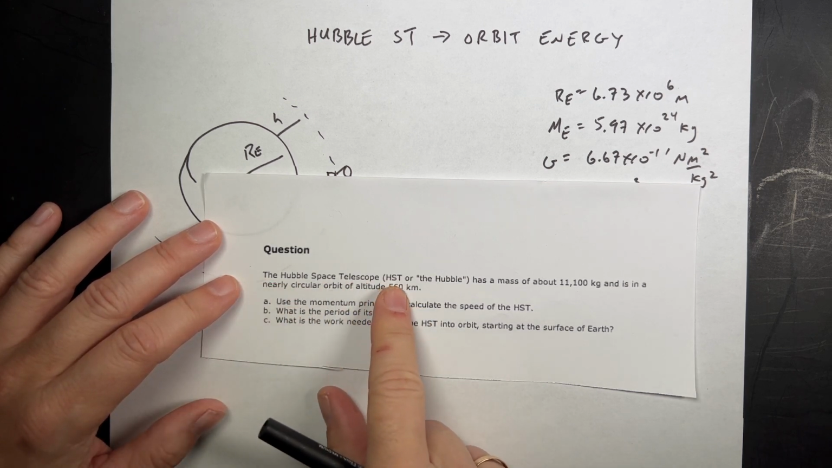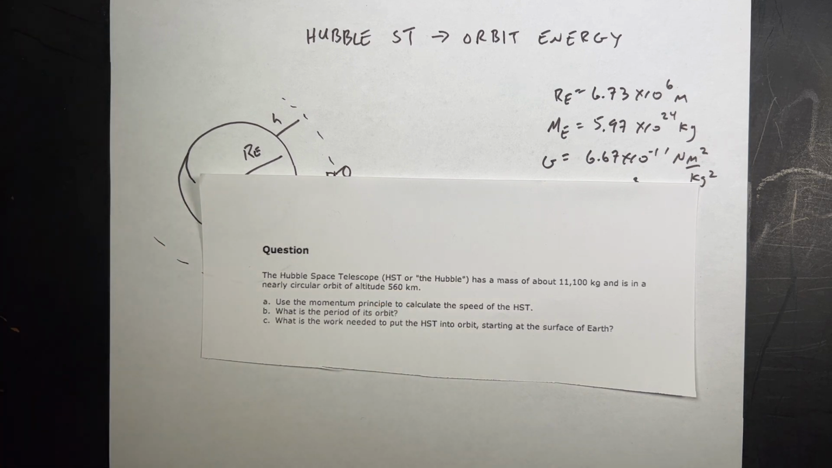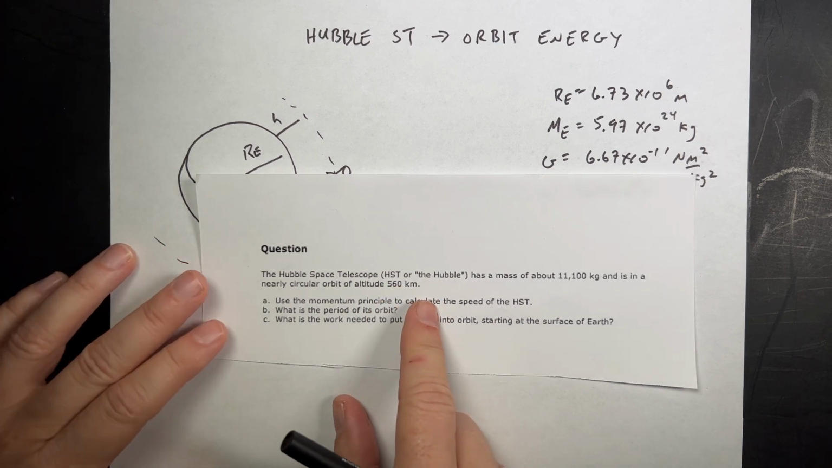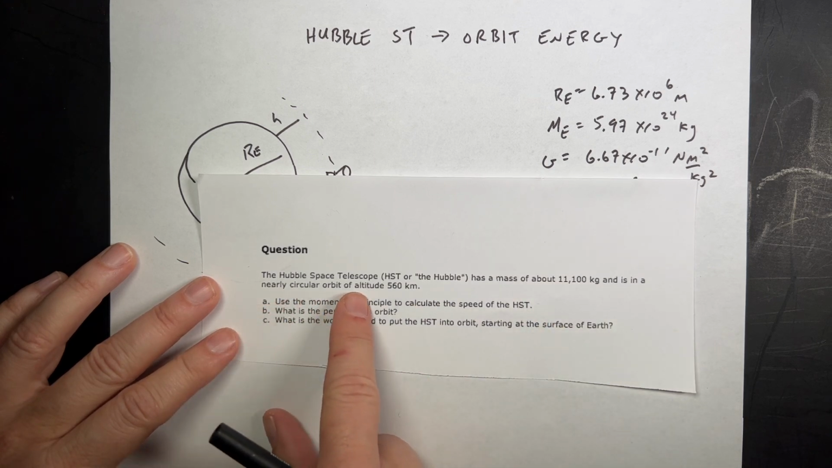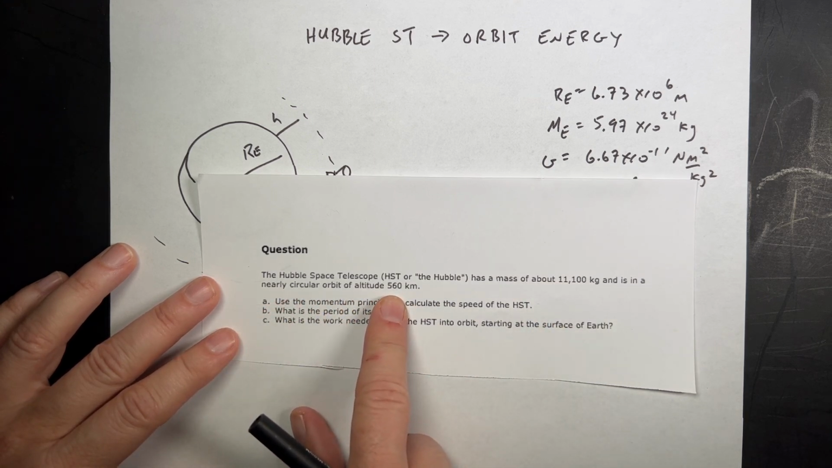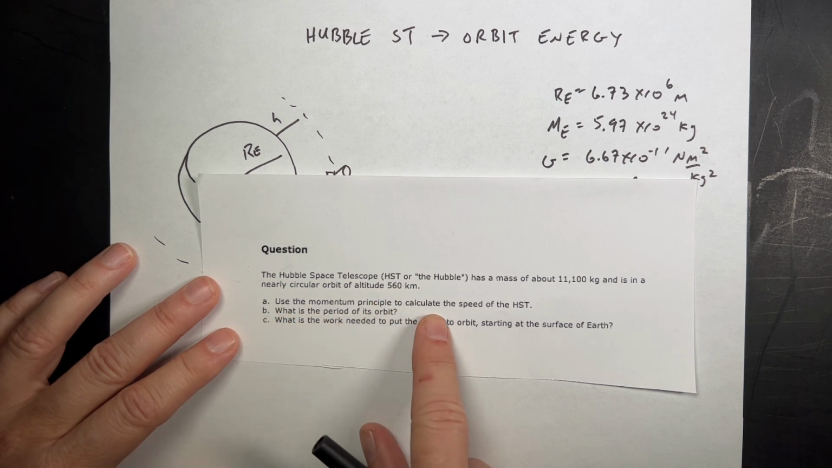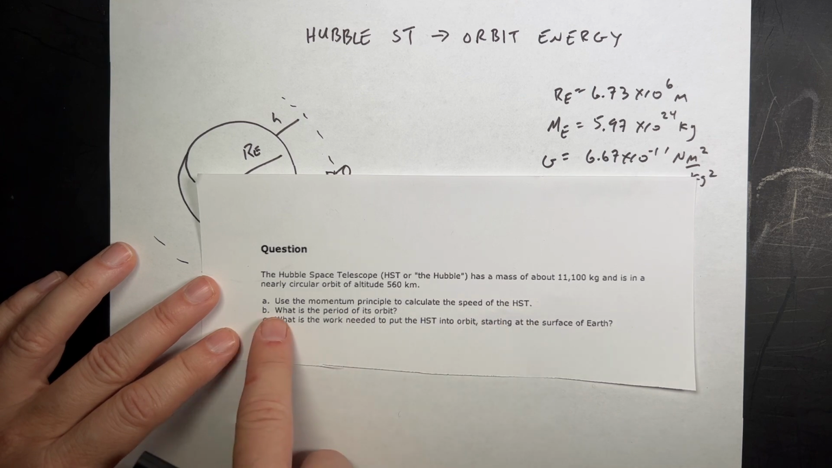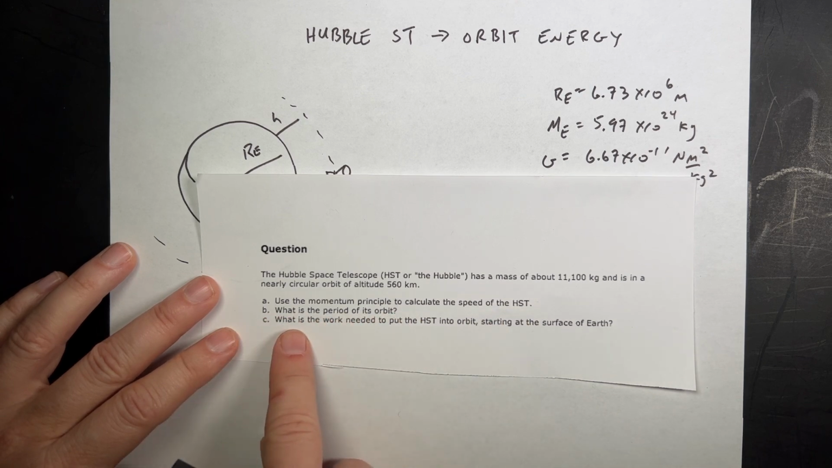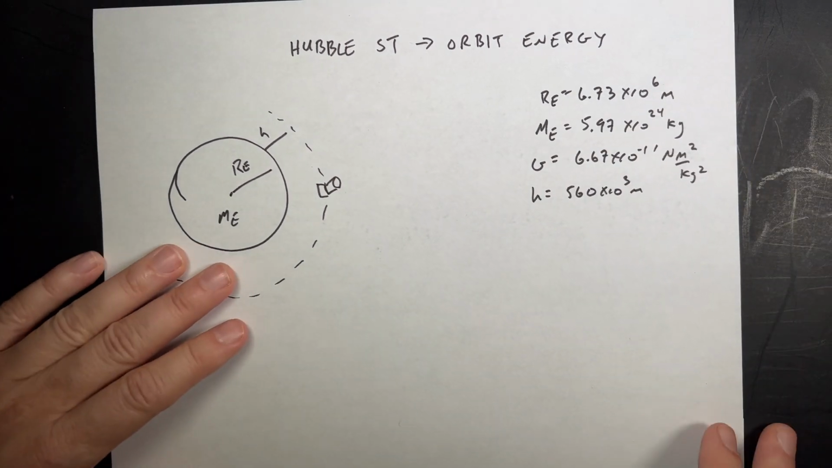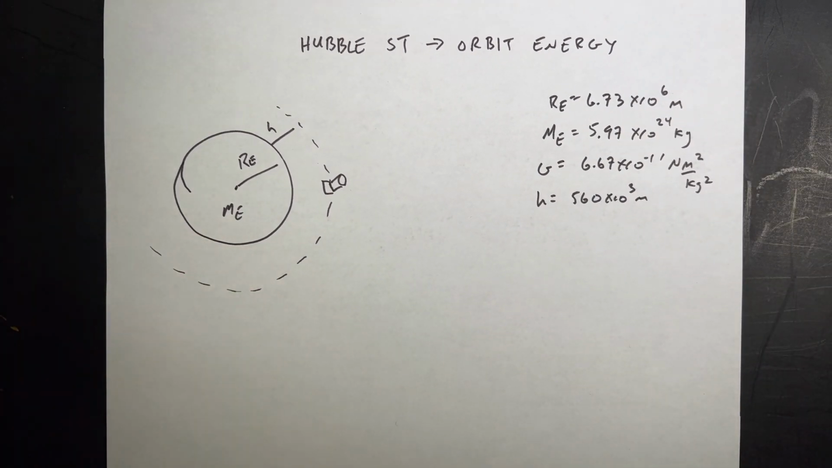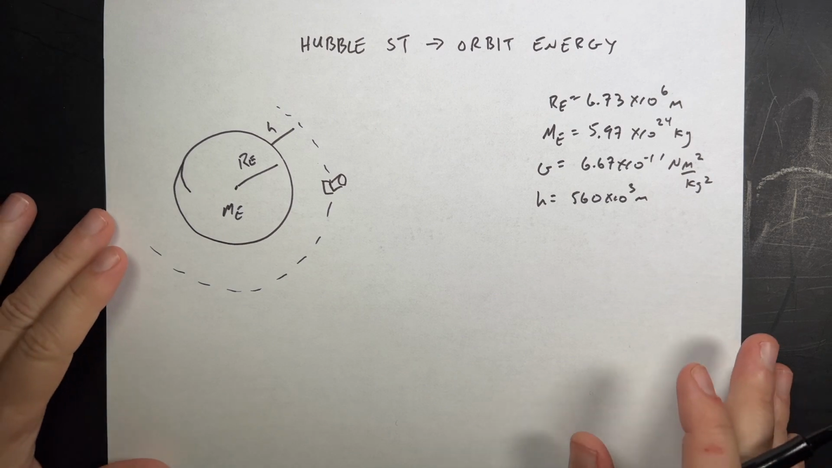The Hubble Space Telescope, or the Hubble, yeah, I didn't write that. I know I didn't write that, has a mass of 11,100 kilograms and a circular orbit at an altitude of 560 kilometers. Calculate the speed, what's the period, and what is the work needed to put it in orbit. Okay, so A, what is the speed?